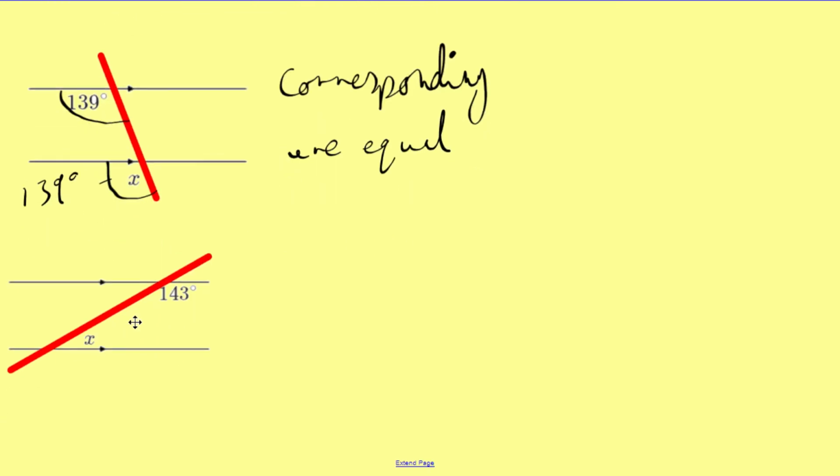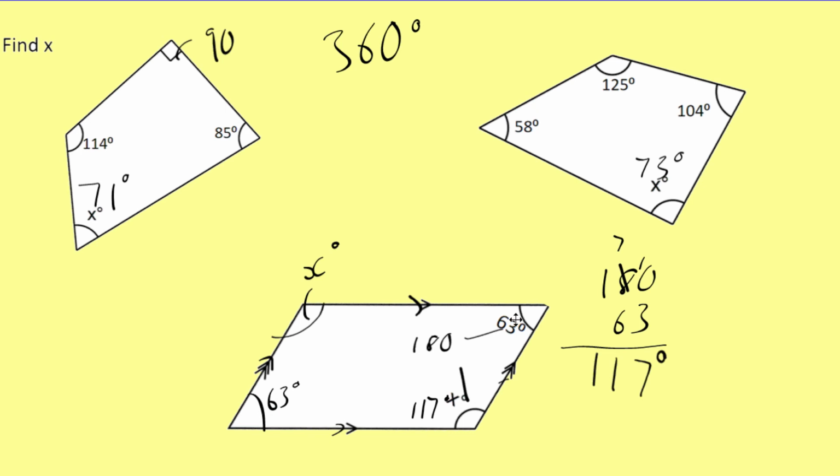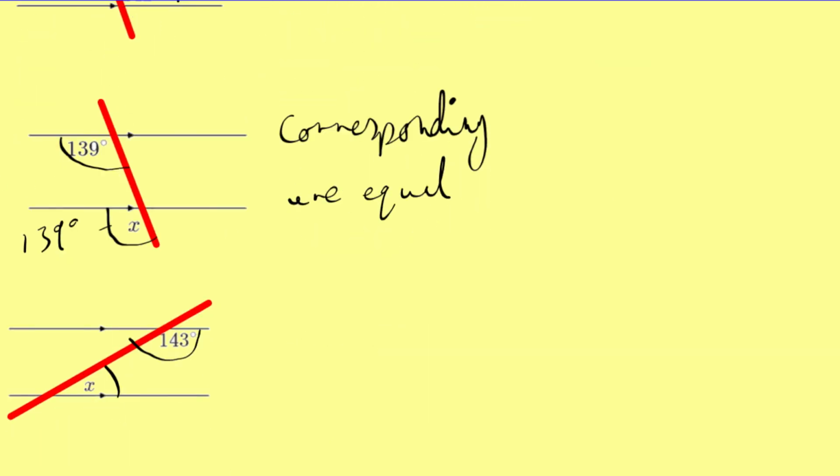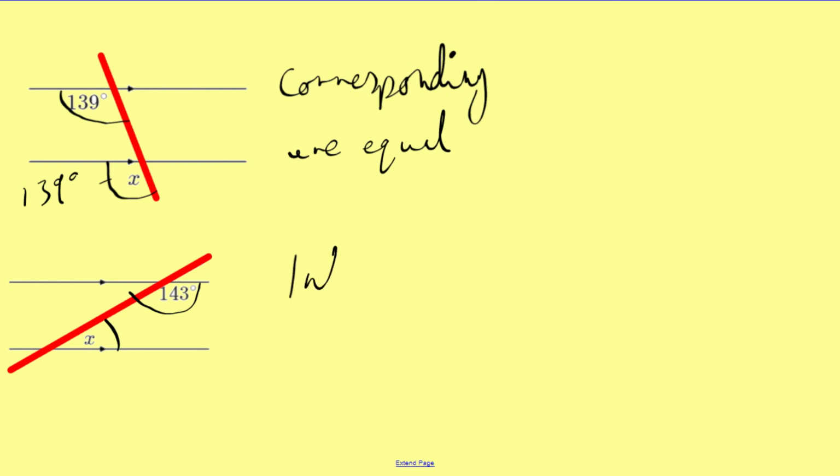The third one is where you have the parallel lines and the angles are both inside the parallel lines. They're both inside. If we look back to our parallelogram, these two are both inside. So when they're both inside, they are called interior. And they add up to 180. So interior angles add up to 180 degrees.